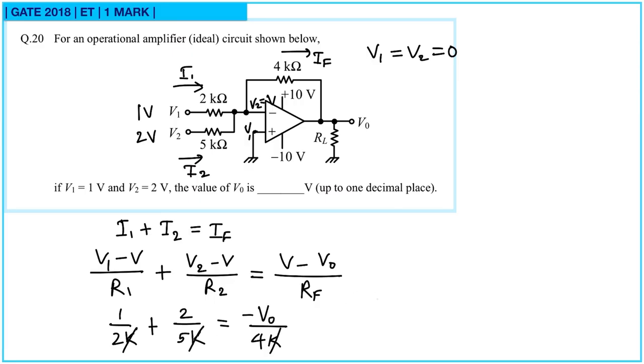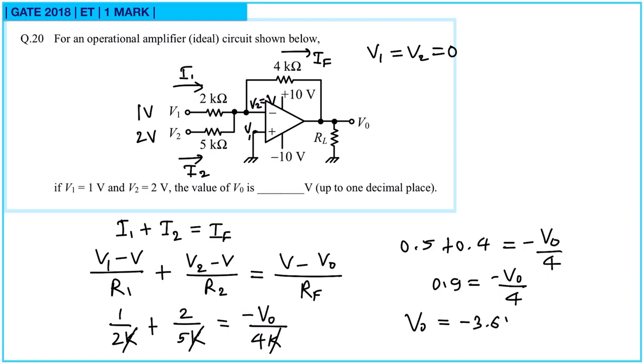So this will be 1 by 2, that is 0.5, plus 2 by 5, that is 0.4, equal to minus V0 by 4. So 0.9 is equal to minus V0 by 4. So V0 is equal to 9 into 4, that is 36, so minus 3.6 volt. So the answer is minus 3.6. And the answer key range for this question was minus 3.7 to minus 3.5.